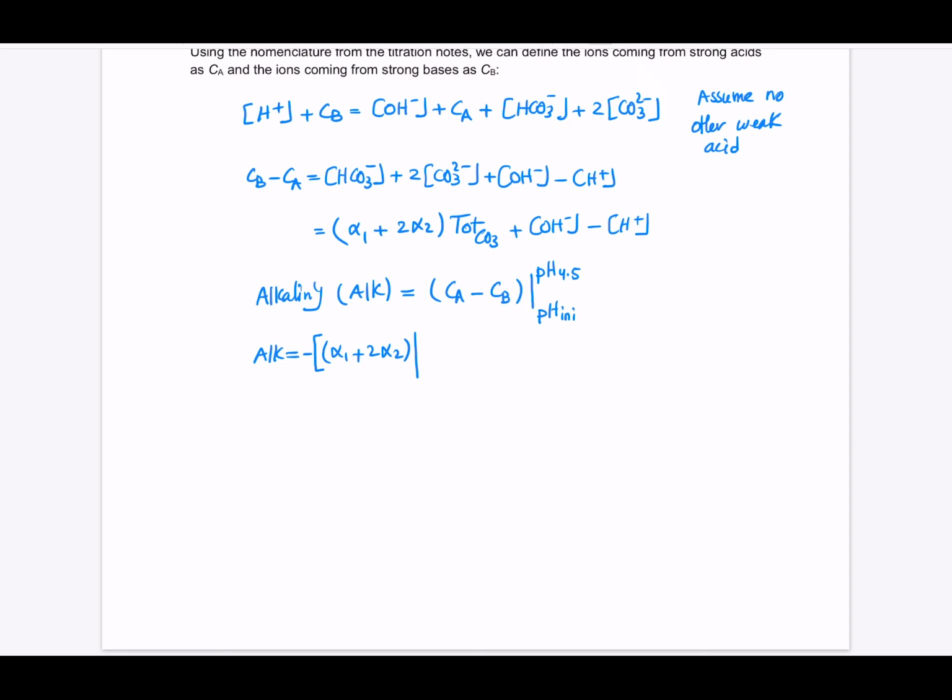And from pH initial, because the alpha term is pH dependent, we have to have alpha at two different pH values. pH of 4.5 times total CO3, and total CO3 is not pH dependent. Hydroxide is pH dependent. And obviously H plus is also pH dependent.